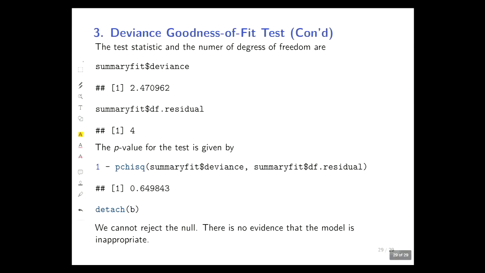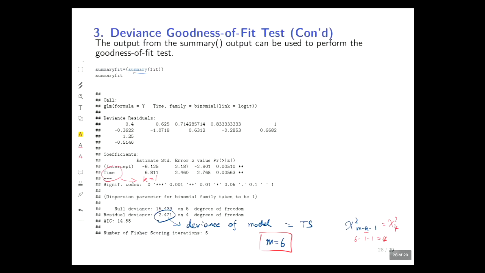Firstly, you can obtain the deviance. That's the test statistic. And that's the number of degrees of freedom, m minus k minus 1, which equals 4. And you can also see this number of degrees of freedom appears here. So that makes everything a little bit easier.